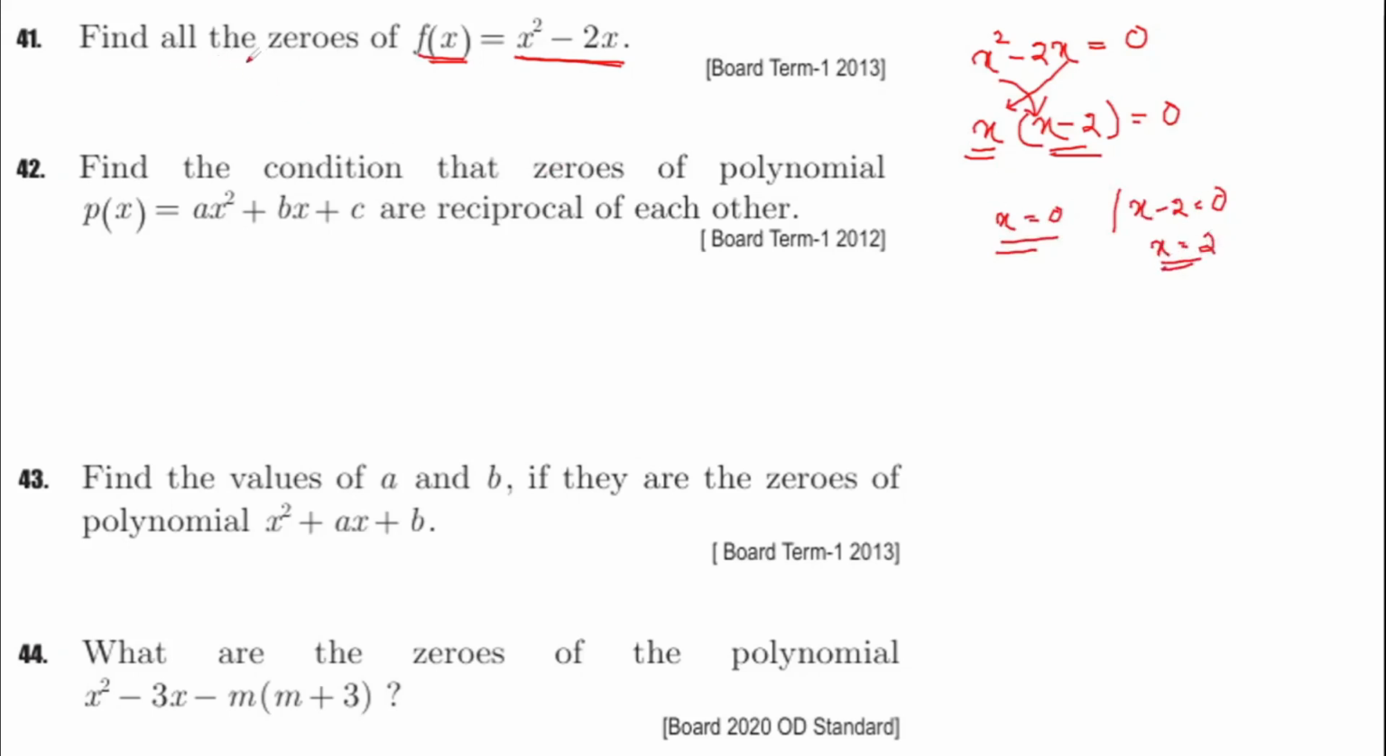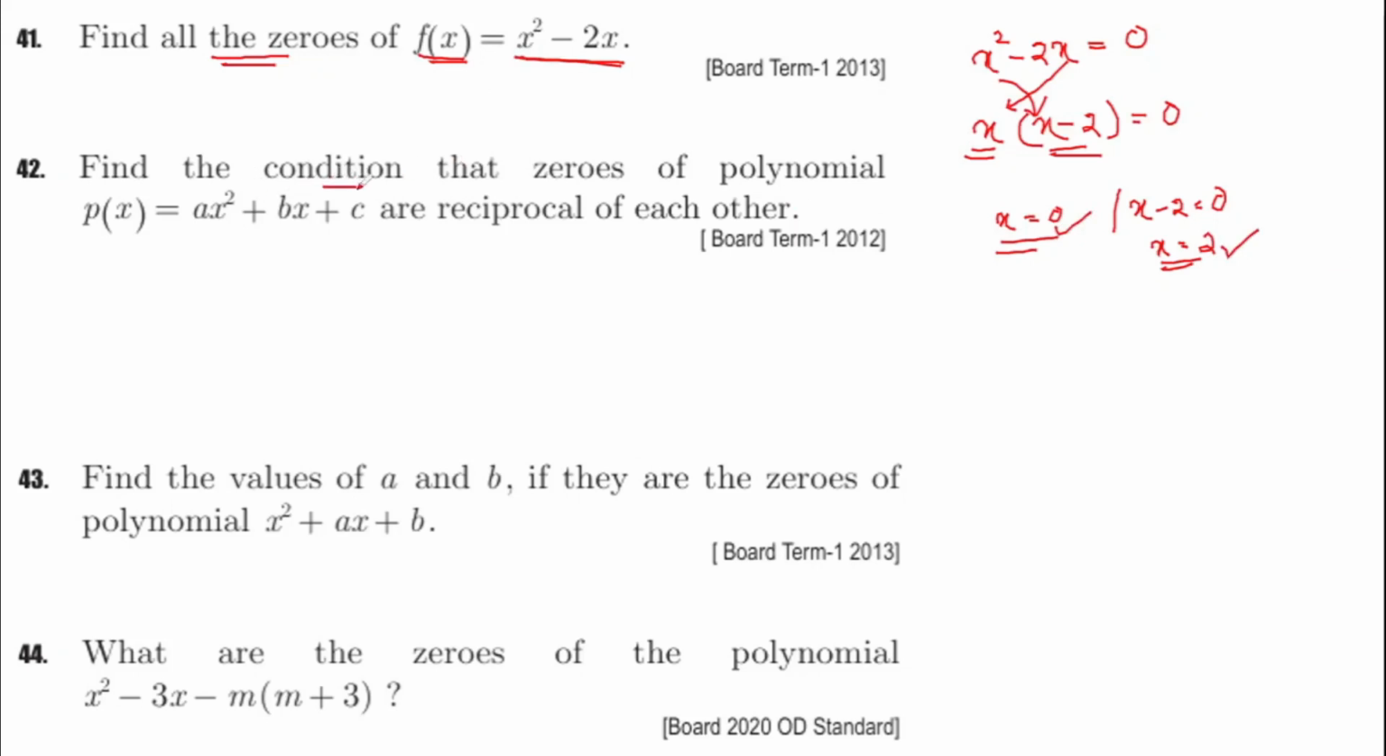So here find all the zeros as it is a quadratic polynomial, so it will have two zeros. So one zero is 0 itself and the second zero is 2. Okay, so I hope this is clear. Now let's move to the next question.